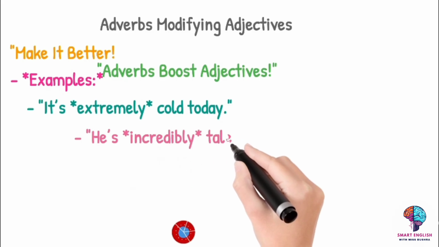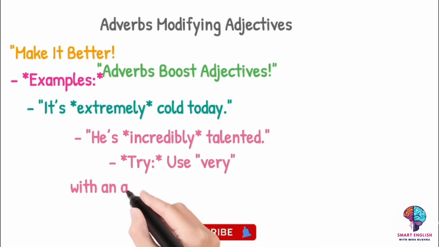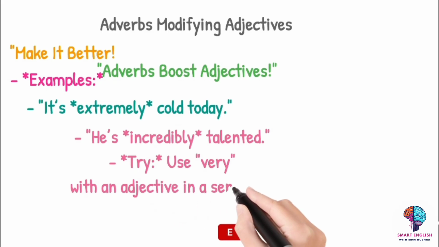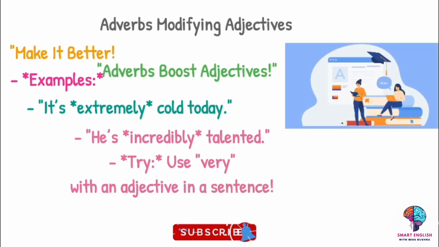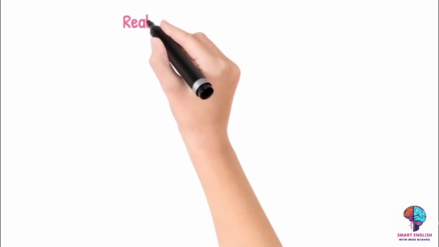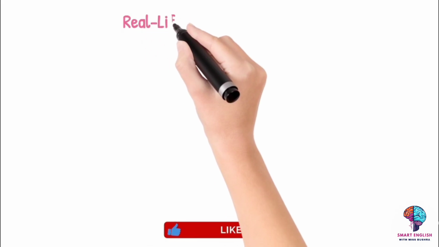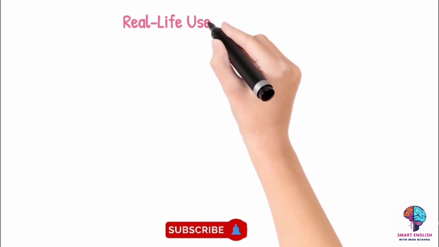Adverbs modifying adjectives: it's extremely cold today. It's incredibly talented. He is... So, use "very" with an adjective in a sentence. Adverbs and adjectives are both slightly similar, not so similar, but they are defining basically two parts of speech. One is the noun and one is the verb.